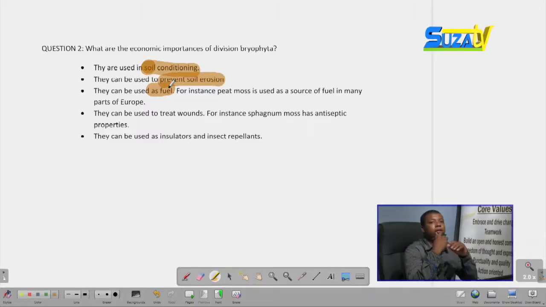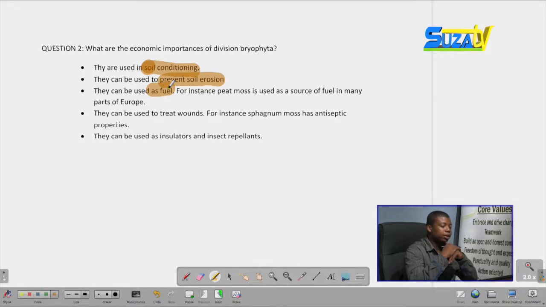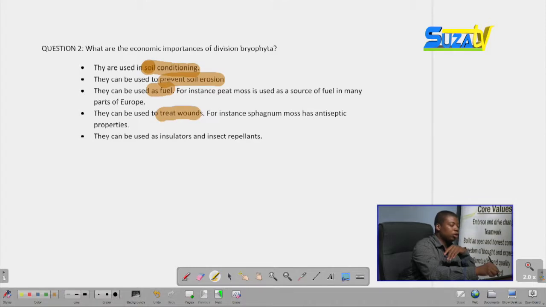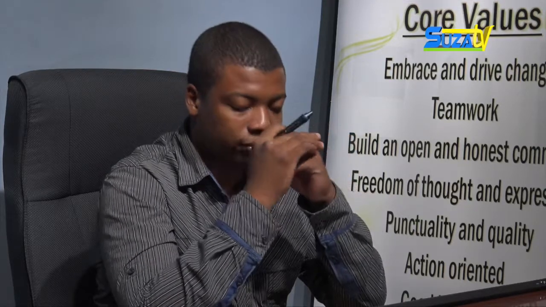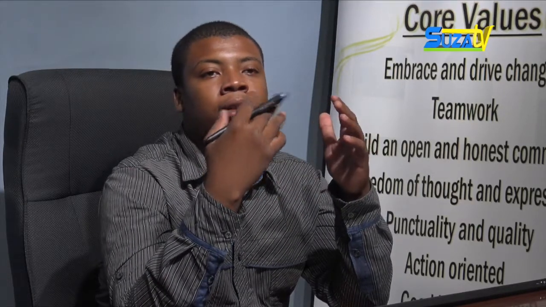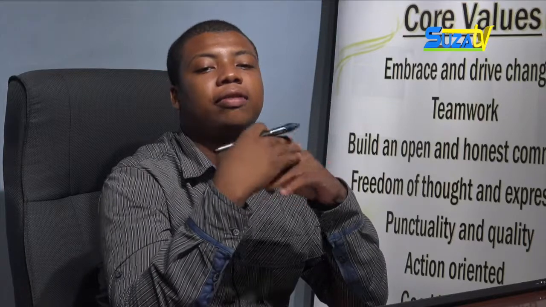They can be used to treat wounds. For instance, sphagnum moss has antiseptic properties. There are some types of moss which provide some sort of protection against infections in wounds. For instance, the sphagnum moss was very important in the world wars, especially World War II, in which people used the sphagnum moss as an antiseptic for wounds.